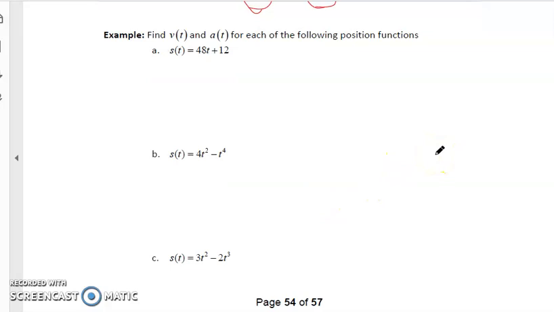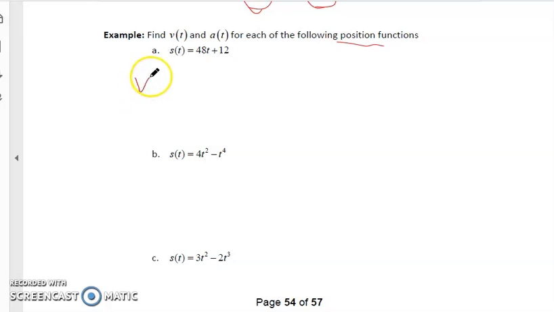This example says find v of t, so that would be your velocity function, and a of t, and that would be your acceleration function, for each of the following position functions. So these functions represent position. You could think of it as distance if you like, or displacement. So here's the first one for a. S of t is equal to 48t plus 12.